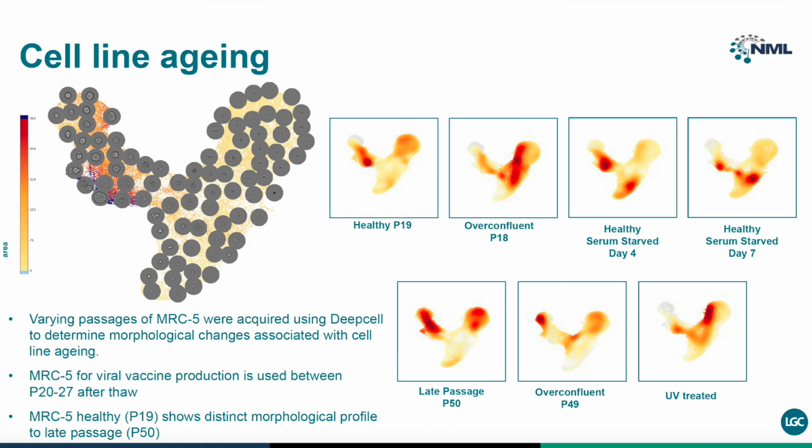What we were also able to show here is that these healthy passage P19, for example, is attributed to the true passage number of these cells and not upon thaw. So what we were able to show here is actually there's inherent differences within these healthy versus late passages, regardless of whether or not we were passaging this from thaw onwards.